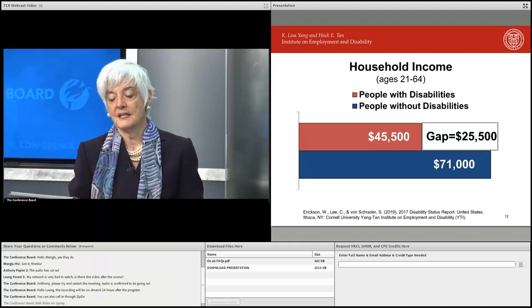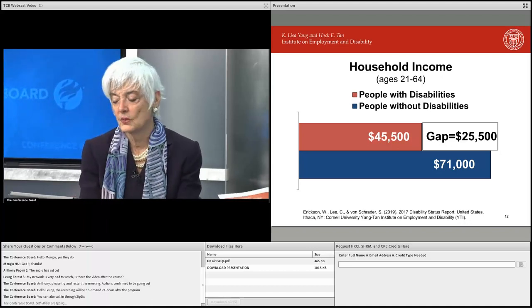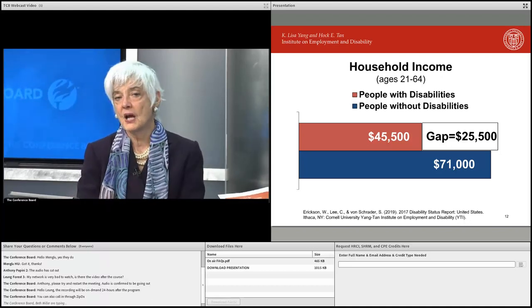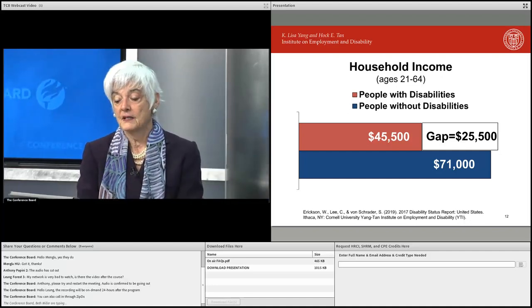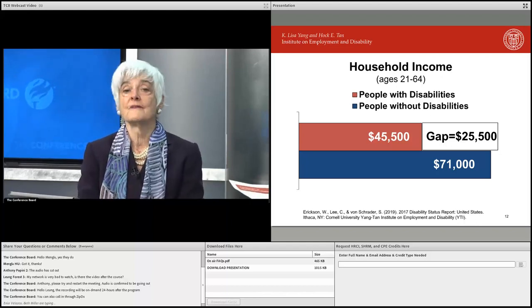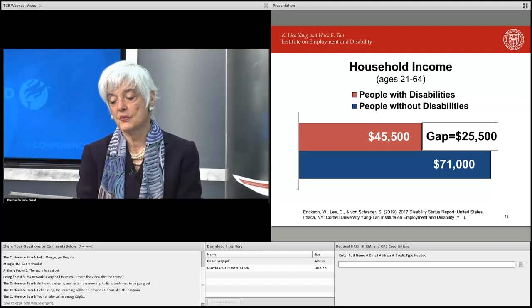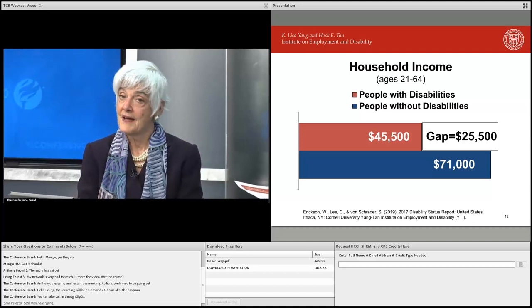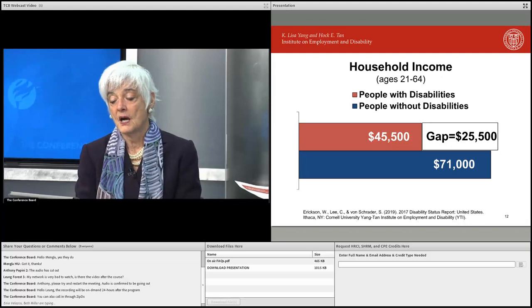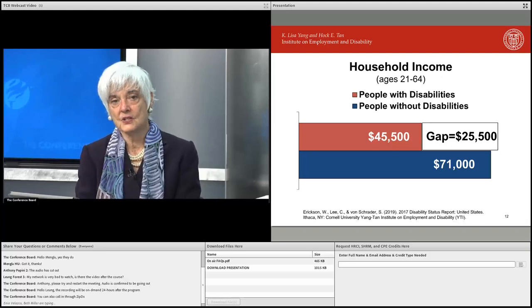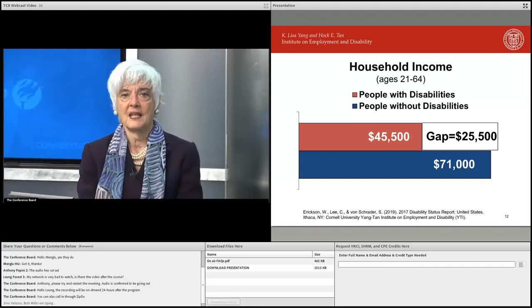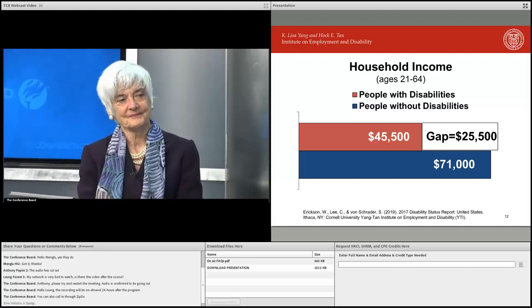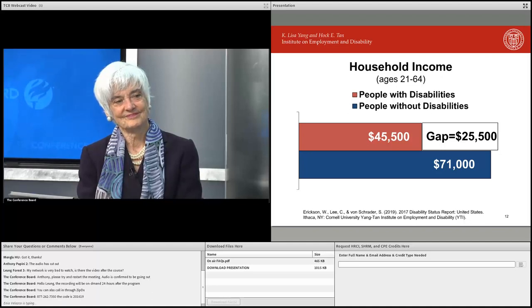And that results in a similarly significant household income gap, where the average household income in the United States is $71,000. It's $45,500 for households with individuals with disabilities in the household. That's a gap of $25,500 annually for people. So a significant impact when you're not able to fully participate in the workforce in America.